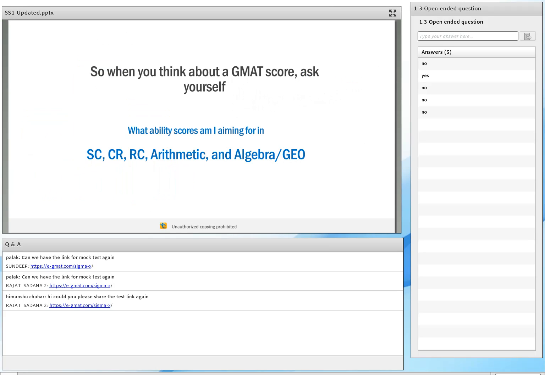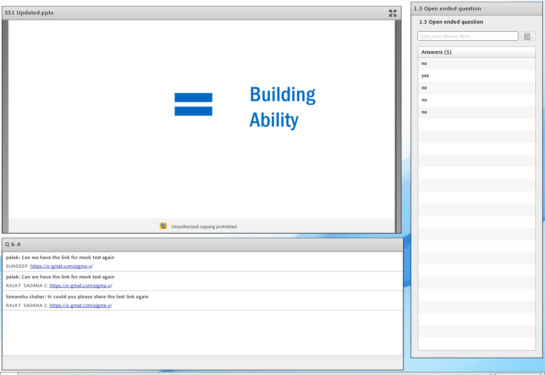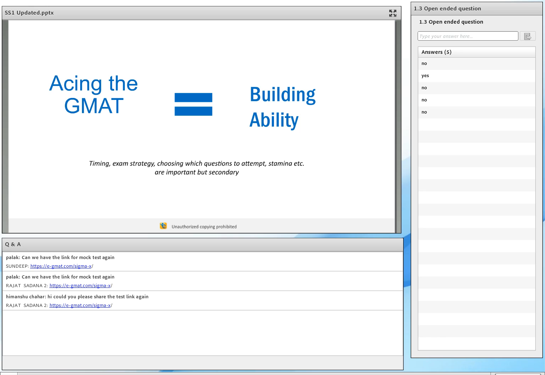So when you think about getting to a certain GMAT score of 730 or 750, the question you should be asking is, what are the abilities that you're aiming for? Why? Because it's these abilities that help you get to this. So first takeaway today is acing the GMAT is about building ability. And these other things that you guys worry about, they're secondary. 80% of acing the GMAT is about building ability.